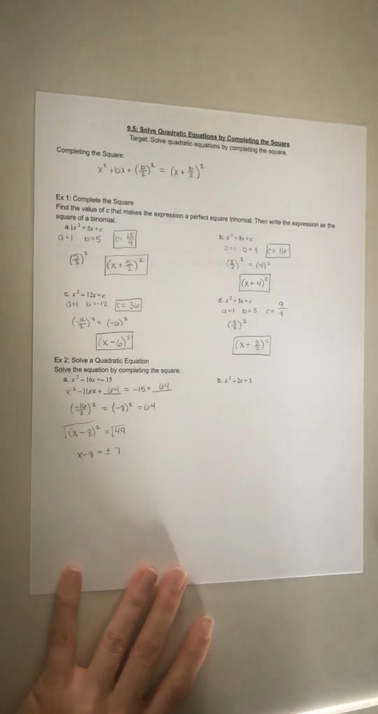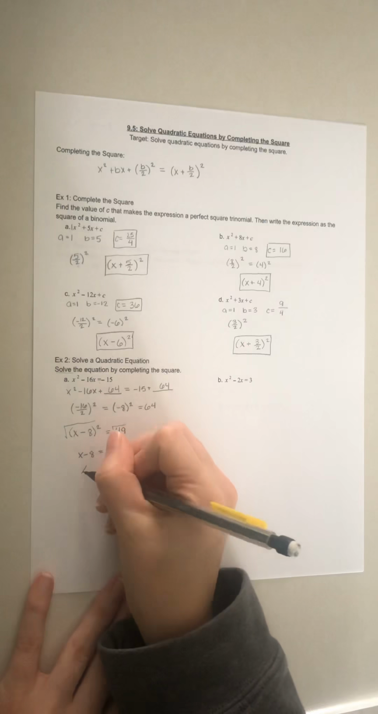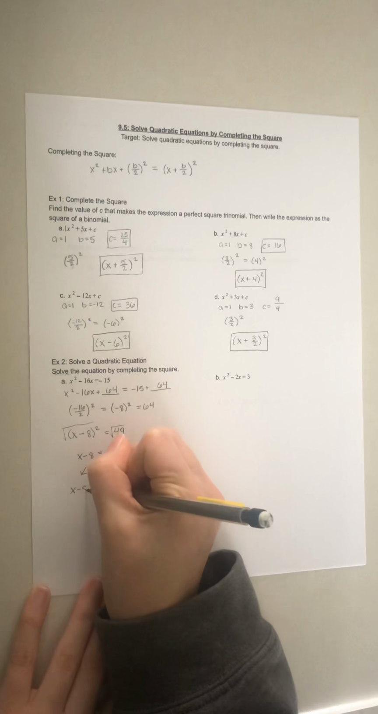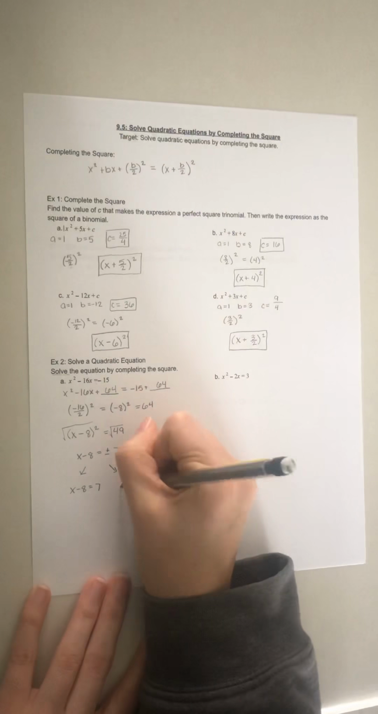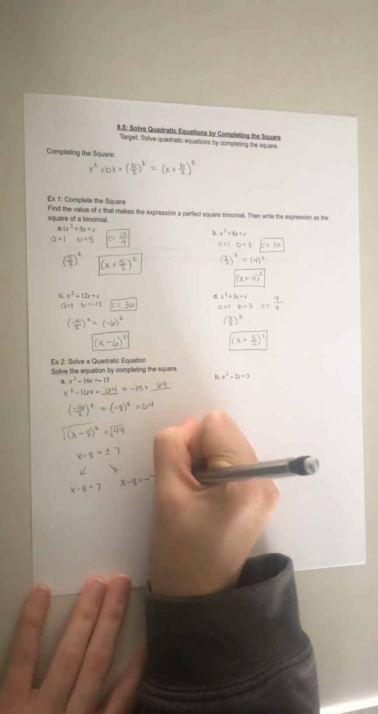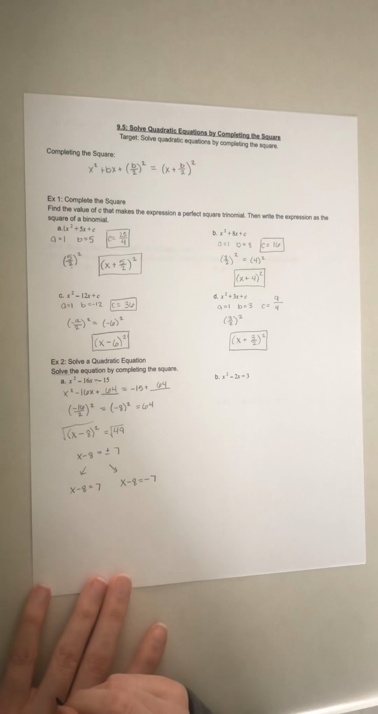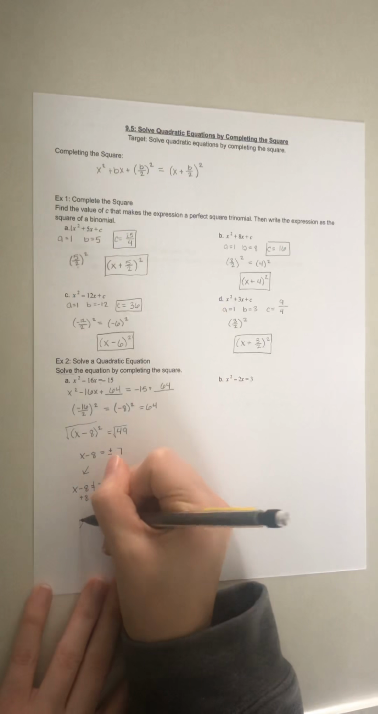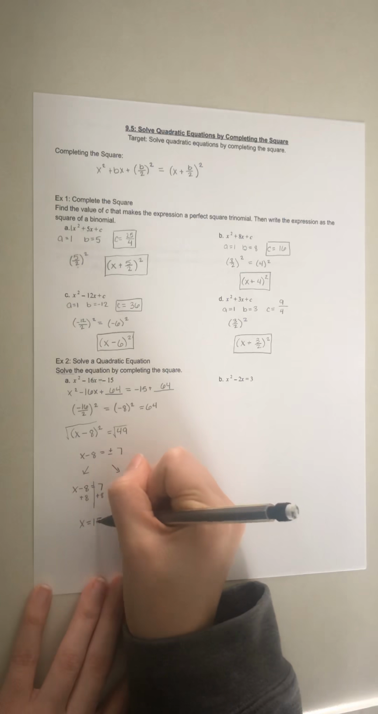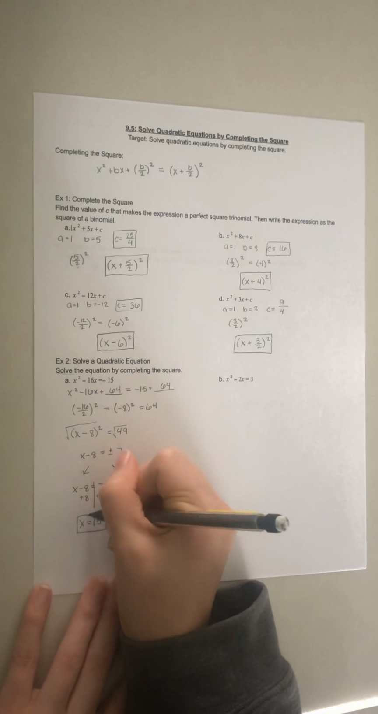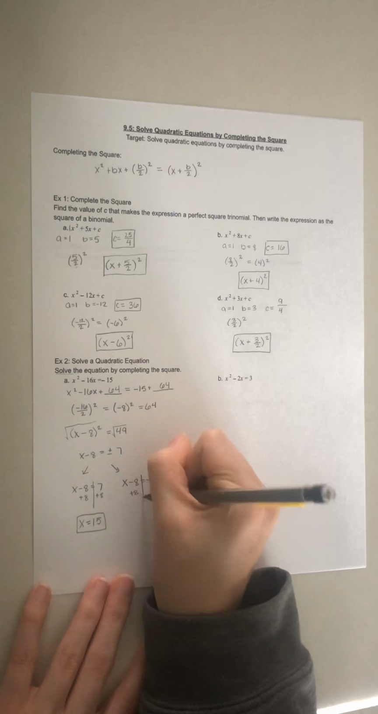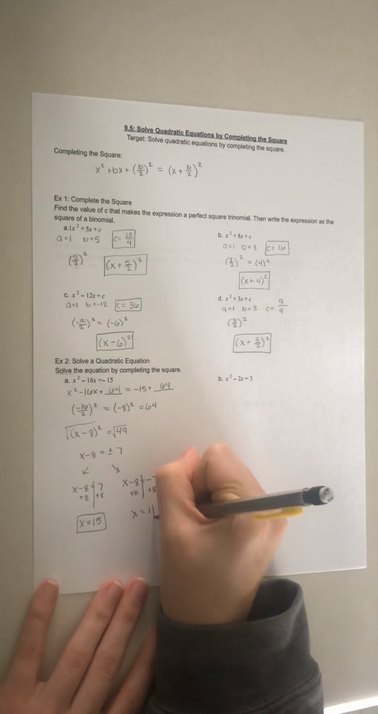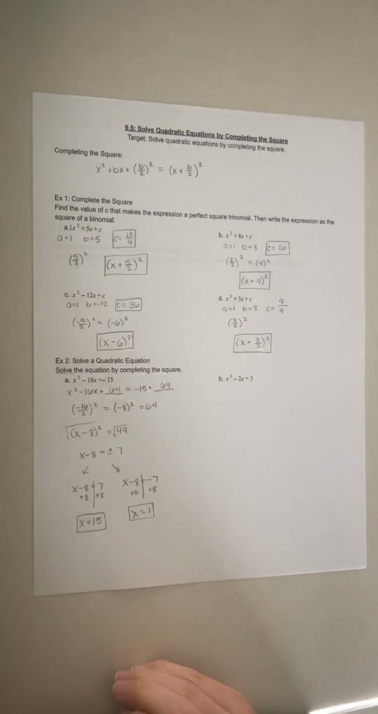So then from here, I do have 2 different equations happening. I have x minus 8 equaling a positive 7, and I also have x minus 8 equaling a negative 7. Then I add 8 to both sides. So I would have x equaling 15. And then I would add 8, and x would equal a positive 1. And those are my 2 answers.